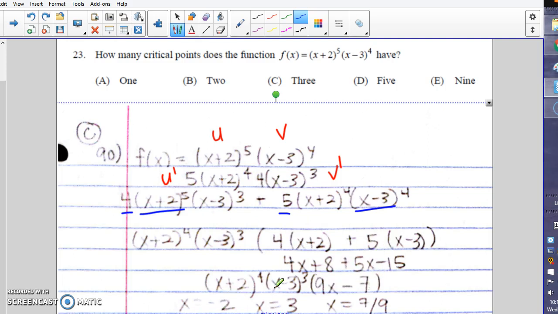X equals negative 2, x equals 3, x equals 7/9. So this one's going to have 3 critical points. Probably should have evaluated each of them as well, but I was being lazy.